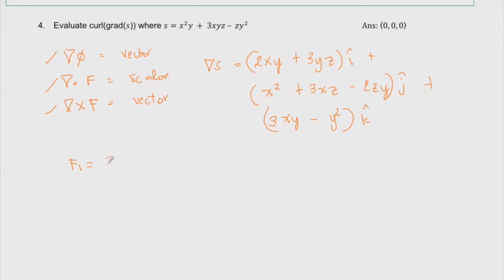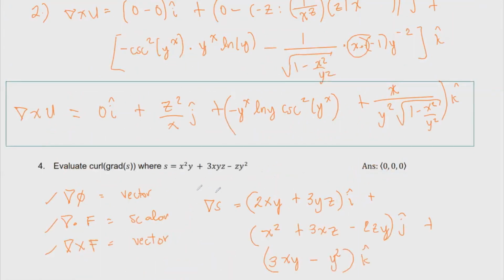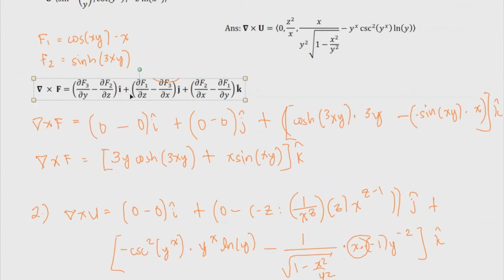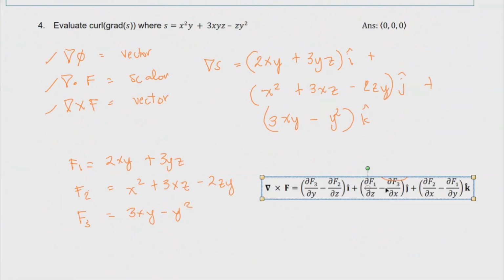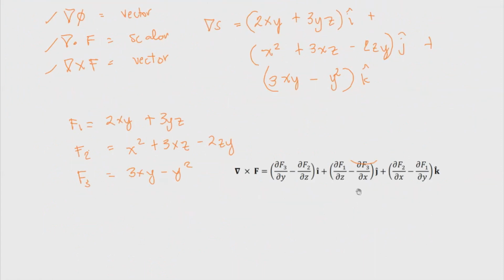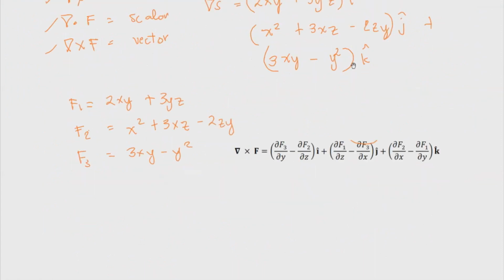We take the curl of this expression, and we know that f1 is equal to 2xy plus 3yz, and for f2 we have x squared plus 3xz minus 2zy. And for our f3 we have 3xy minus y squared. Based on our general expression that we have here, I'll be copying this because I haven't memorized it yet. I don't actually memorize it because you can always use the determinant form to obtain this expression.